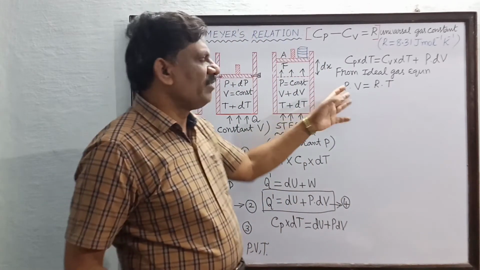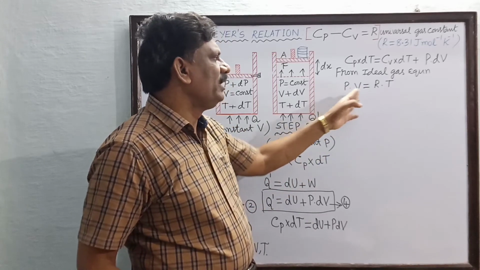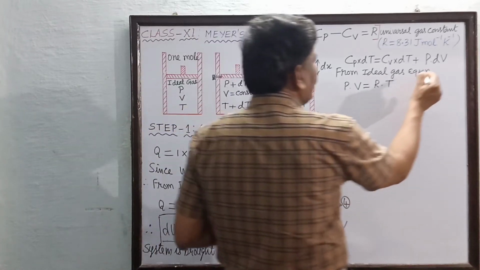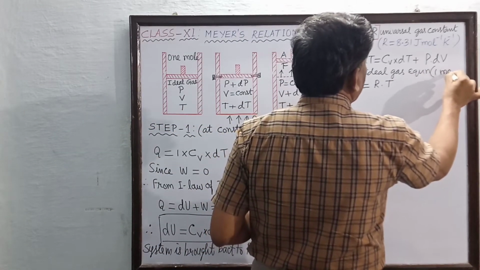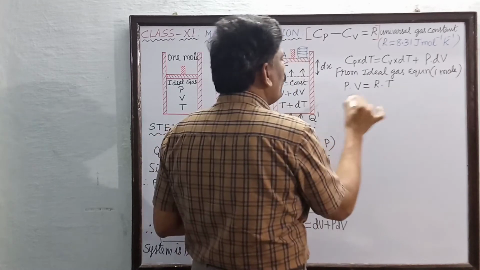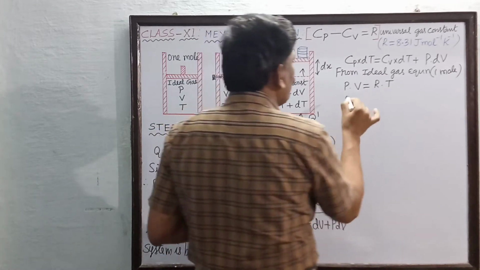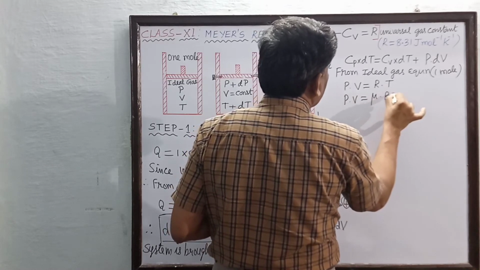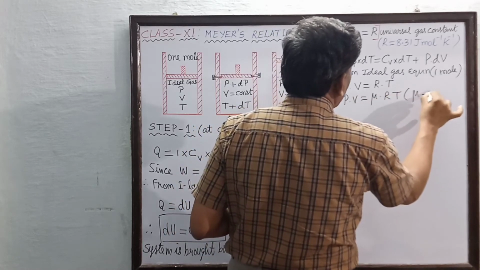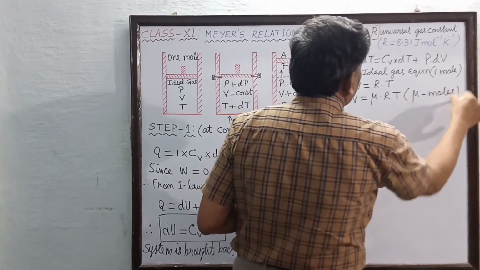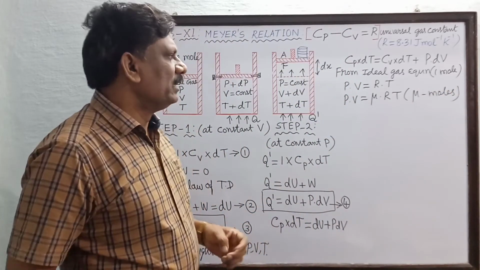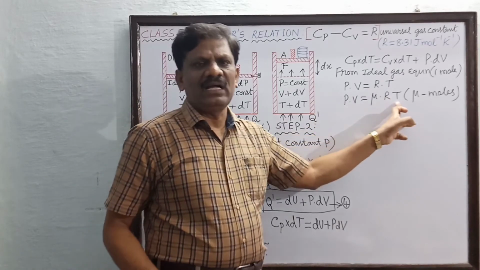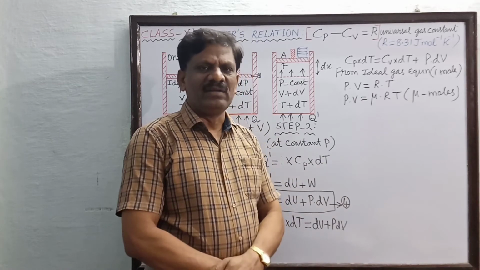For mu moles, you can substitute PV is equal to mu times RT. This is for 1 mole. From the ideal gas equation for 1 mole I have written, therefore, for mu moles, PV is equal to mu RT. This is for mu moles. Now the pressure, volume and temperature are generally called thermodynamic variables.